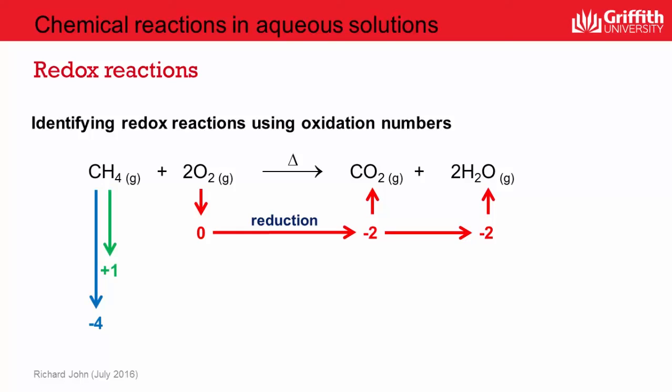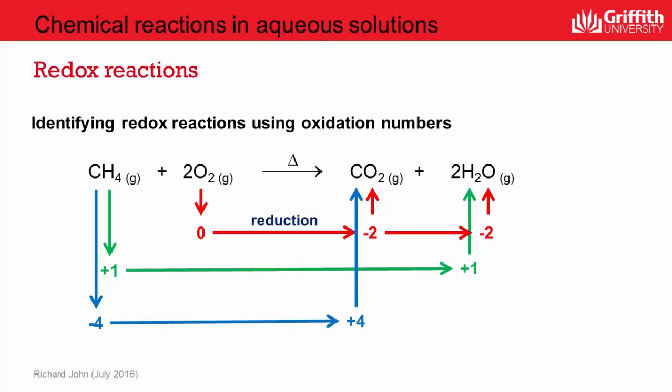Oxygen has undergone reduction. If we look at the hydrogen, we can see that hydrogen started off as +1 on the left-hand side, and it still stays as +1 on the right-hand side. Hydrogen is always +1 in its compounds, with very rare exceptions. The carbon, on the other hand, started as -4 and ended up as +4.